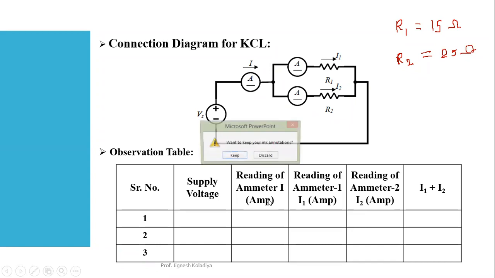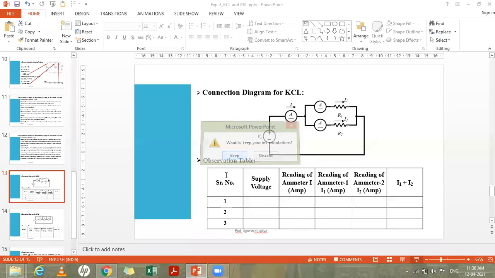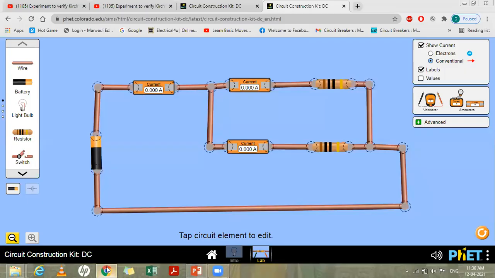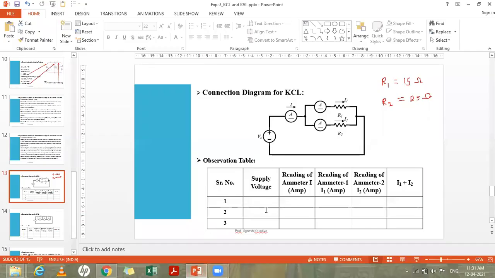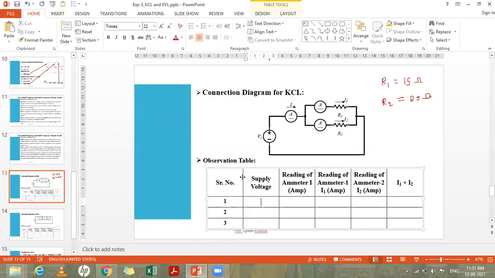Okay. R1 is 15 and R2 is 25. So you can set the value of R1 15 and R2 25. Now you can give the different values into this.